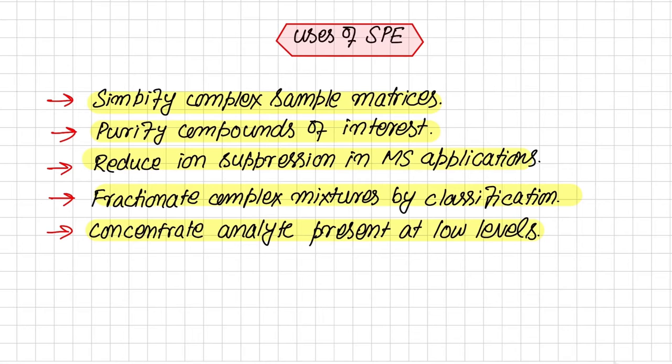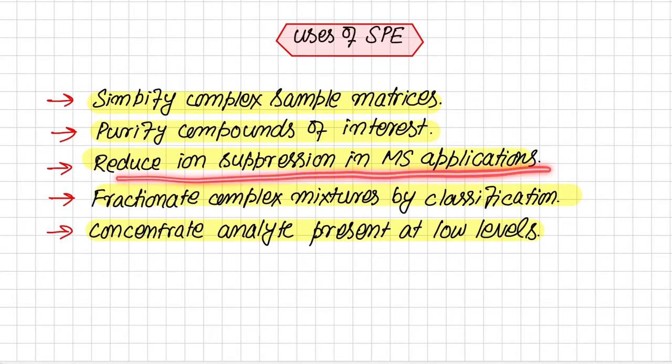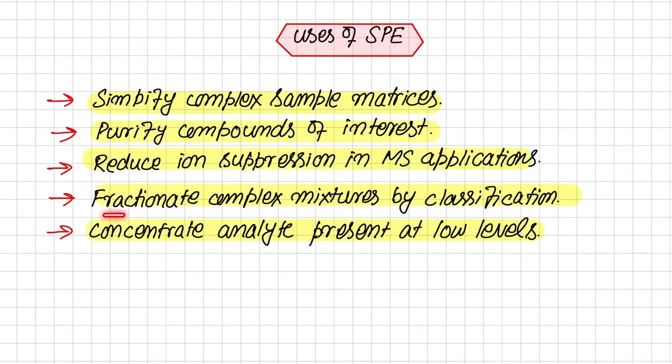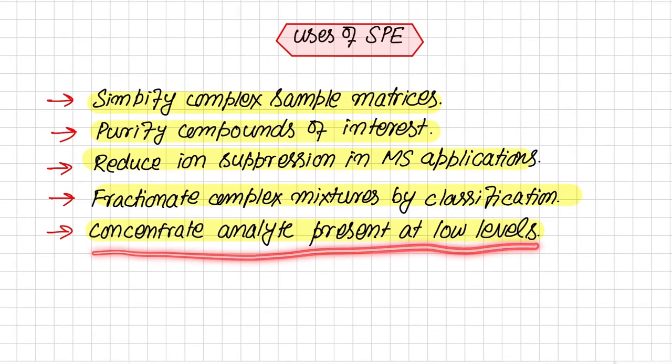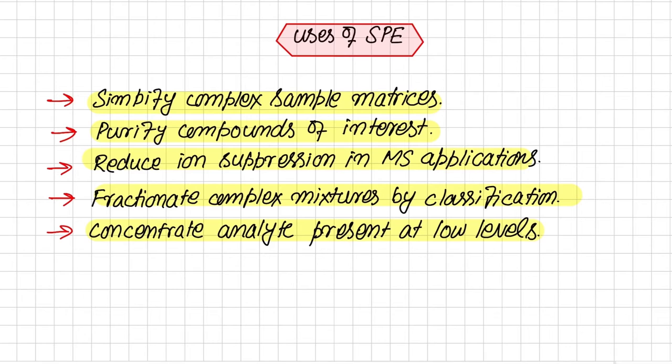The general uses of SPE are summarized as below. It is mainly used to simplify complex sample matrices, purify compounds of interest, reduce ion suppression in mass spectrometric applications, fractionate complex mixtures by classification, and concentrate analyte present at low levels. For example, if some analyte concentration is below the detection limit of the instrument, we concentrate that analyte so that it lies within the detection limit of a particular instrument.